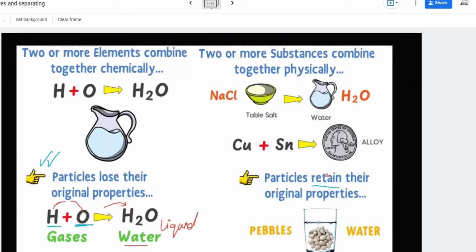But over here, in mixtures, particles retain their original properties. Such as, if you make a mixture of pebbles and water, pebbles will be pebbles, and water will be water. After they combine, they will still be that. So this is the second difference.